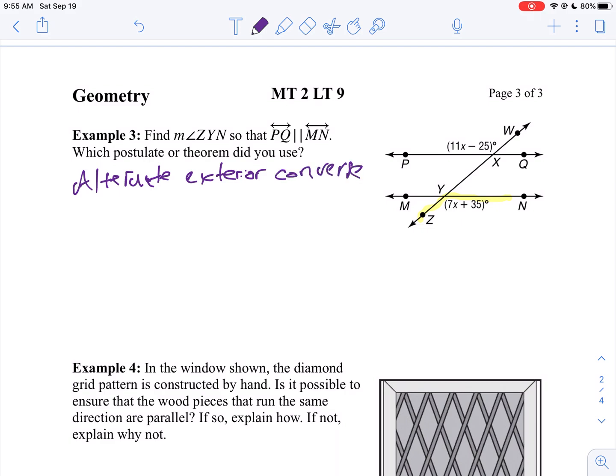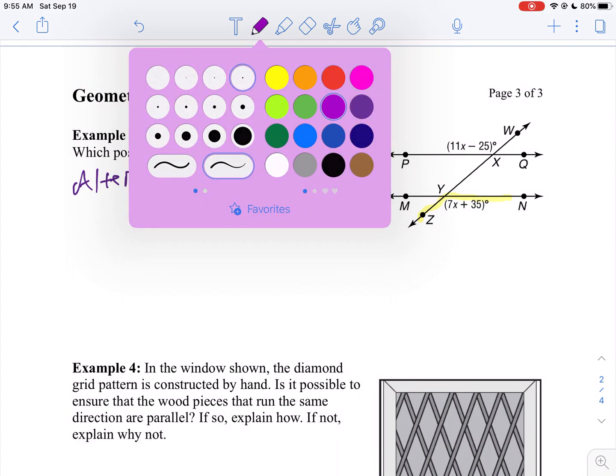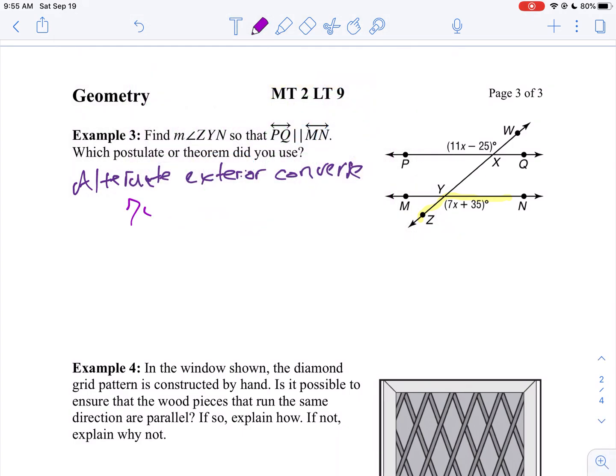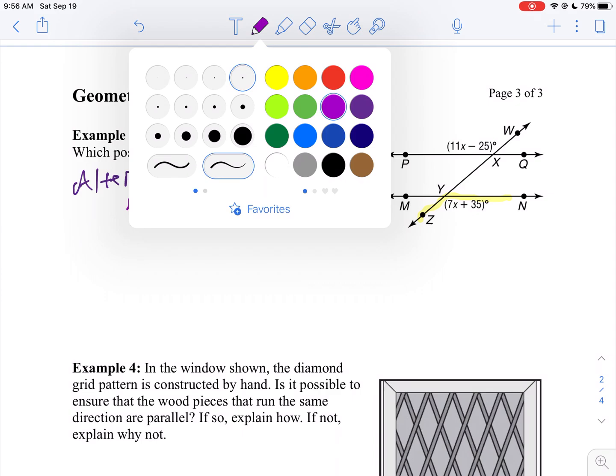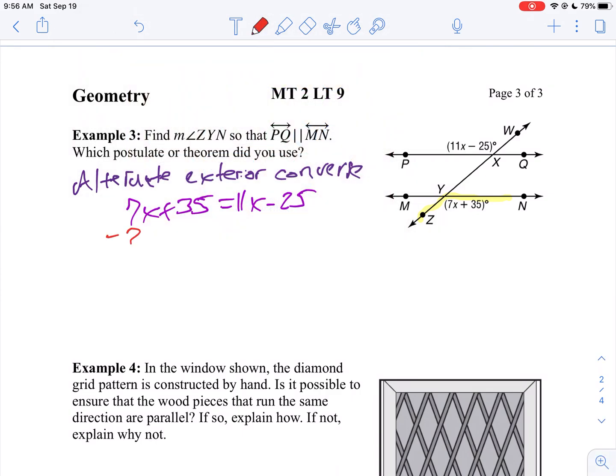So the alternate exterior converse says, hey, if the alternate exterior angles are equal, let's make an equation out of that. I'm going to switch colors here. So I'm going to say 7x plus 35 equals 11x minus 25. So I want those to be equal. Let's find the value of x. I'm going to subtract the smaller x from both sides, so I'm going to subtract 7x from both sides.